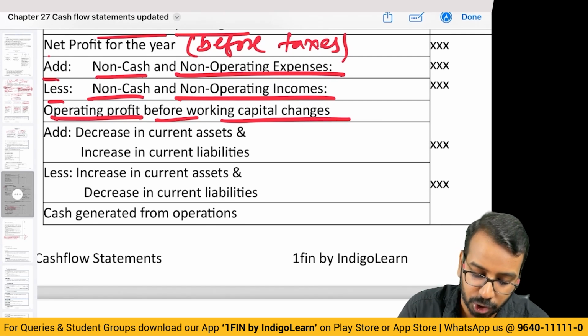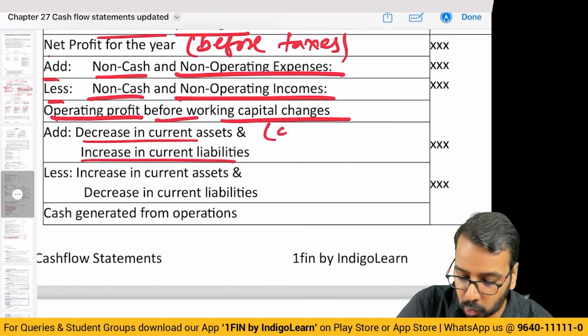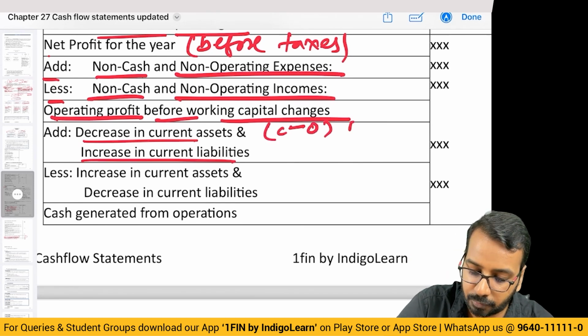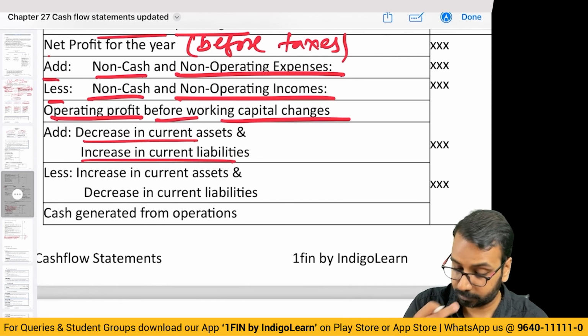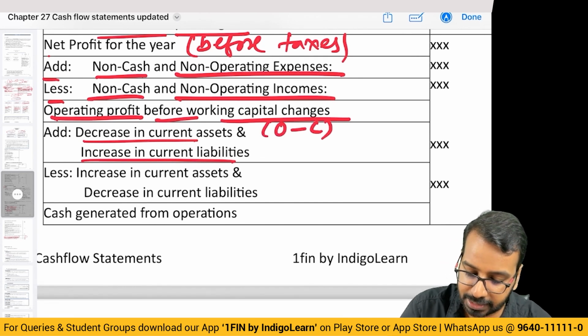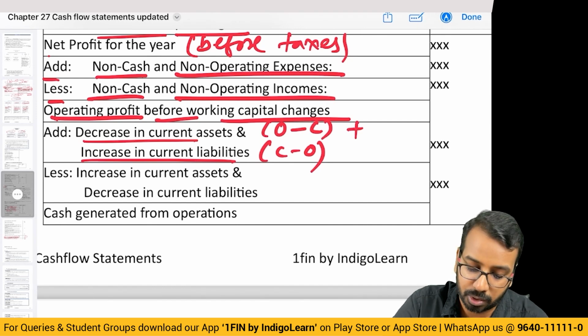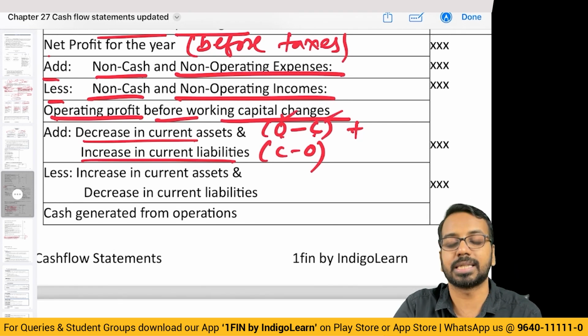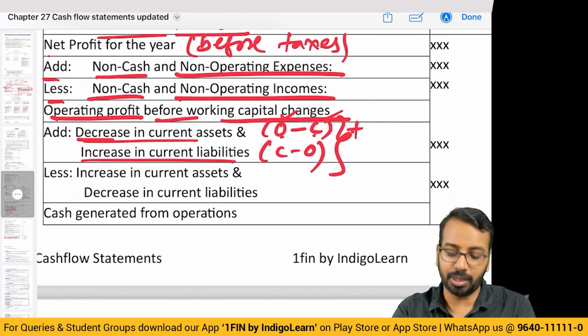Now, from this, you will take decrease in current assets and increase in current liabilities. The technique to remember that is: you will take opening minus closing for assets and closing minus opening for liability. If opening minus closing is positive, means what? Opening is more, closing is less. That is, it is decreased. So you will add.